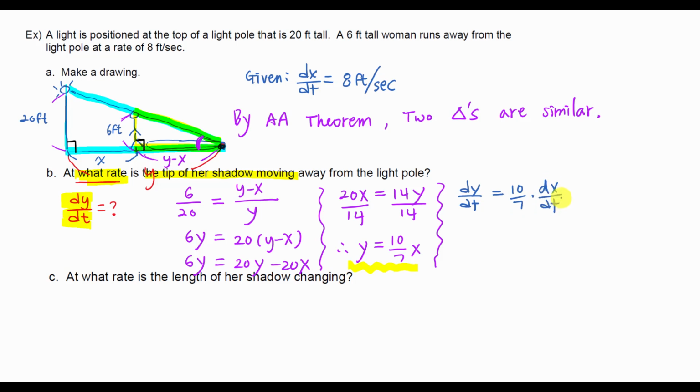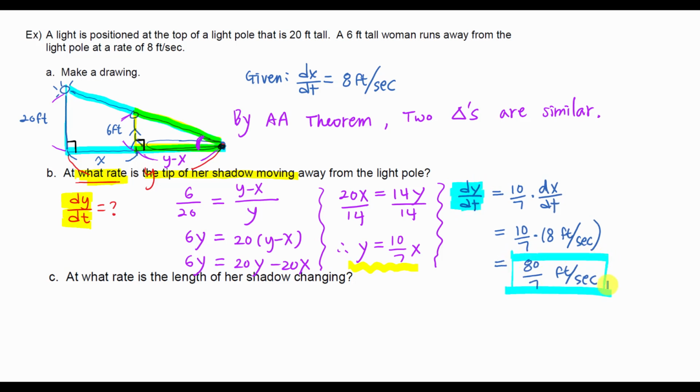Do we know dx/dt? Yes, we do. The problem gave it to us right here. Remember? So you have to plug it in there to find dy/dt. So that will be 10 over 7 times dx/dt, which is 8 feet per second. When you multiply, you get 80 over 7 feet per second. That is the rate at which the tip of her shadow is moving. So we just found dy/dt, and it is 80 over 7 feet per second.